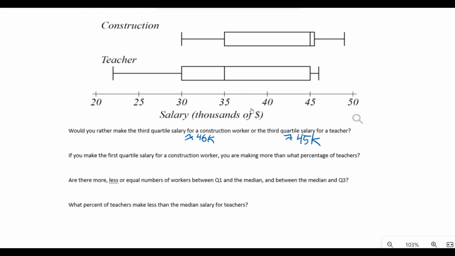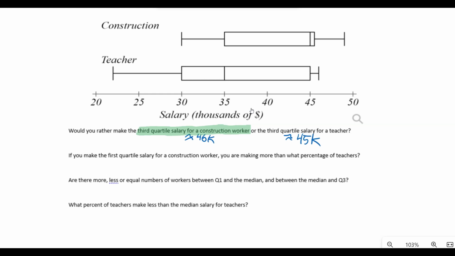So basically, we can see that third quartile, which is the right side of the box, the one right before the whisker. The right side is larger for construction workers, further to the right than for teachers. So as far as salary goes, we'd want to say third quartile salary for a construction worker. Now this question isn't would you rather be a construction worker, just would you rather make how much they make.